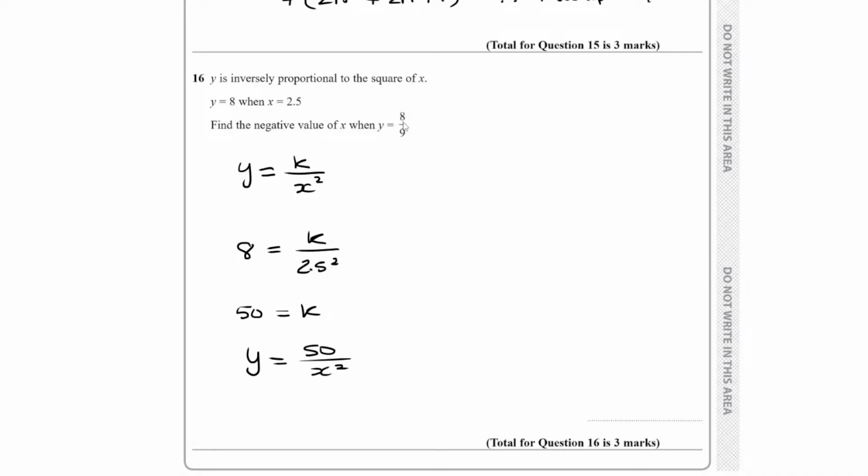Find the negative value of x when y is 8/9. So sub in 8/9 to y. We just need to solve this for x. So I just cross multiply to get rid of the fractions. 50 times 9 is 450. And then you can see from there, divide by 8.